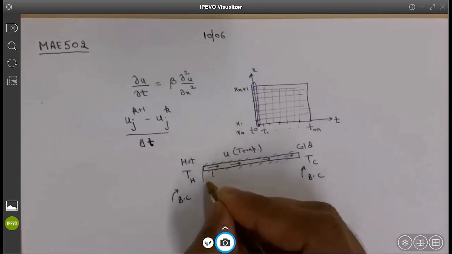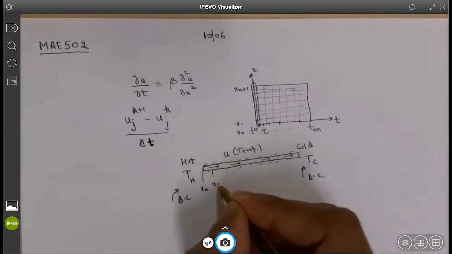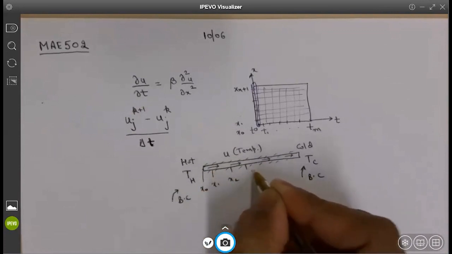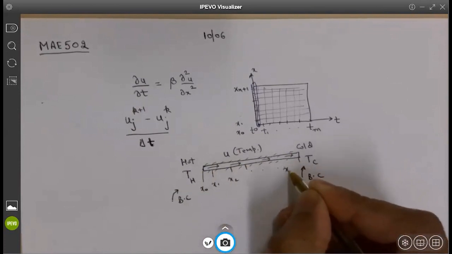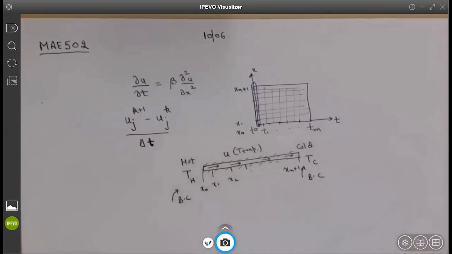And this rod is divided into grid points, where this is your x0, x1, x2, and so forth till xn plus 1. Is that clear to everybody so far? Yes, Professor.